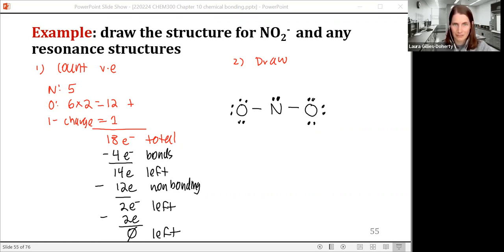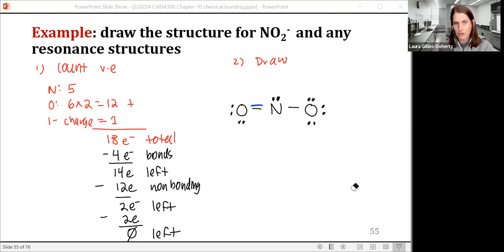So now we have to check to see if everything has a full octet or as close to a full octet as it can get. Each of our oxygens have full octets, but if we check nitrogen, it only has 6 electrons around it, 2, 4, 6. So to fill up nitrogen, we can take 2 electrons from oxygen and turn it into a double bond. And if we do that, and now we count up the electrons around nitrogen, we have 2, 4, 6, 8. So now nitrogen also has a full octet. So this is a good final structure.